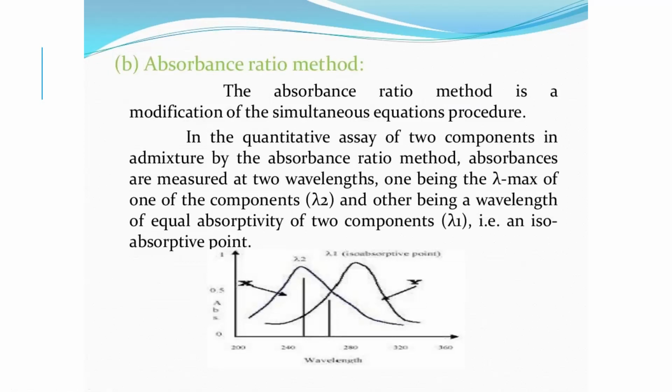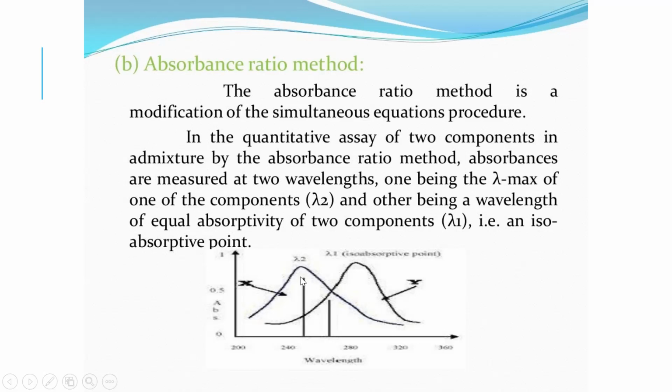Next, the absorbance ratio method. It is similar to the simultaneous equation method. Here the isoabsorptive point is used. Lambda 1 is the isoabsorptive point, and lambda 2 is the lambda max of one of the components. So it is also used for the assay of two components in a mixture. Here absorbances are measured at two wavelengths. One is the lambda max of one of the components.